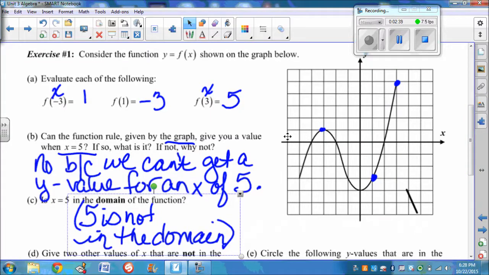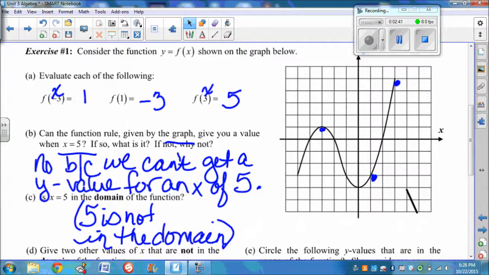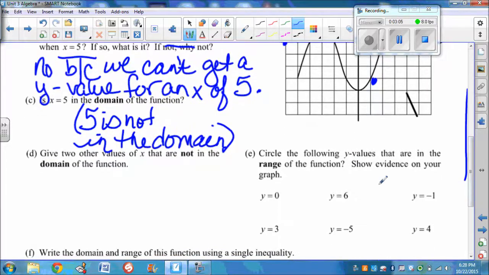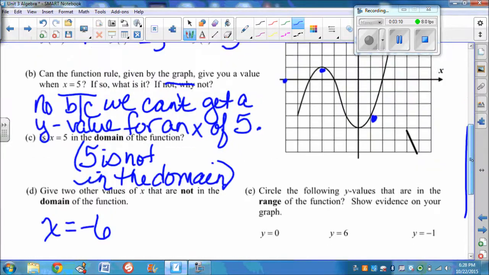I might pick something over here. Oops, didn't mean to do that. Let's turn my pen back on. If I'm out here at an x of 1, 2, 3, 4, 5, negative 6, and go up and down this y, I don't touch the graph. So an x value of negative 6 doesn't produce any output for that particular function. So negative 6 is not in the domain of this function.